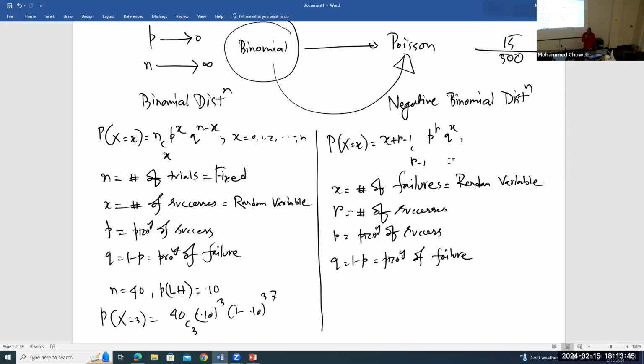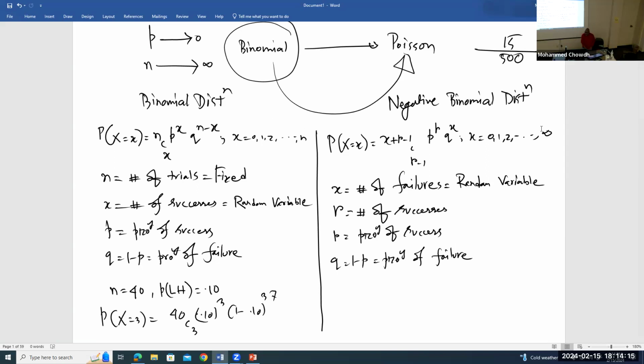Now let's try to give you the most realistic example. In this case it is the number of failures. You do not know the number of failures, how many failures, 0 failures, 1 failure, 2 failures, how many failures will happen before getting a specific number of successes, R.